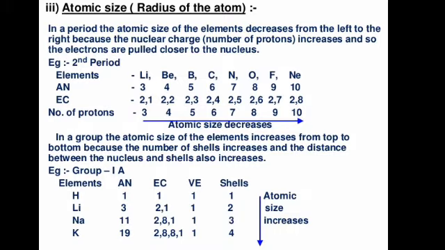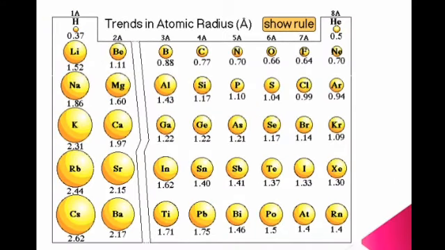Down the group, from top to bottom, the number of shells increases, and as such the distance between the nucleus and the electrons also increases, and thus the atomic size increases while moving down the group. Here we can see that in group 1A, from hydrogen to cesium, the atomic size increases gradually, while along the period the atomic size decreases gradually.